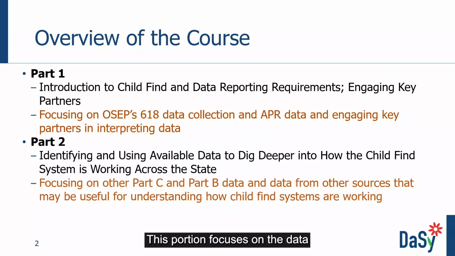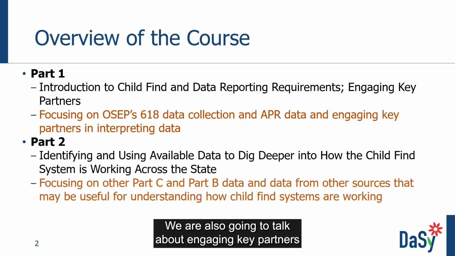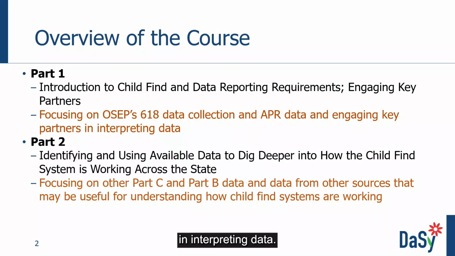This portion focuses on the data that people probably think of most when they think of child find data, the 618 child count data and the APR indicator data. We are also going to talk about engaging key partners and interpreting data.